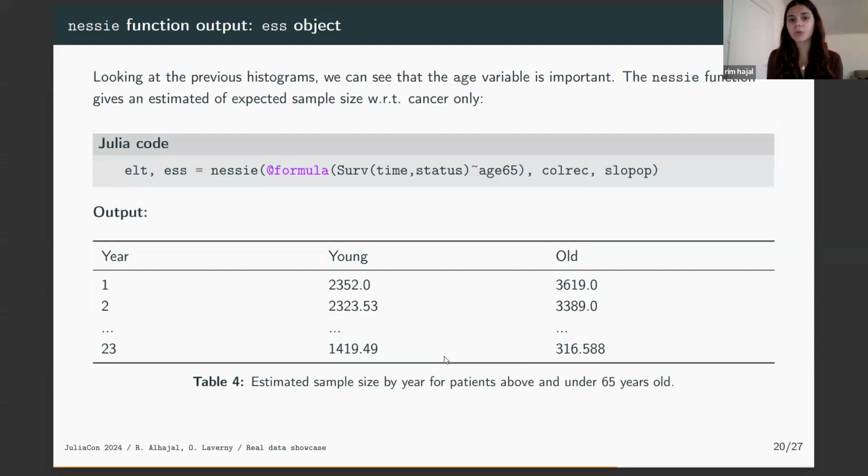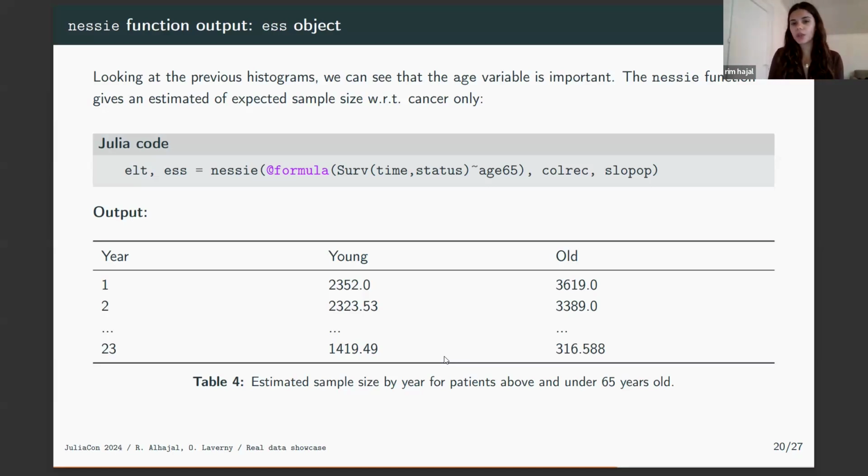For example, when we separate our patients into young and old, we can see that at the end of the study, we're expecting to lose almost 3,000 older patients and less than half as many younger patients. This is strictly based on population data, not the cancer data. So we're looking at what the sample size would look like if they didn't have cancer.